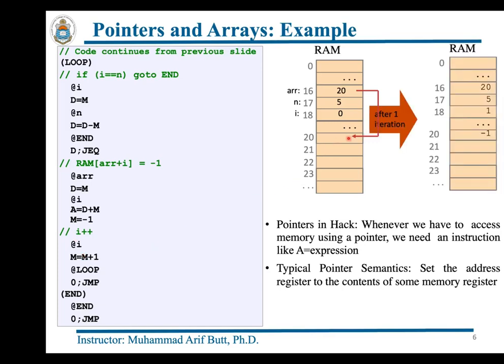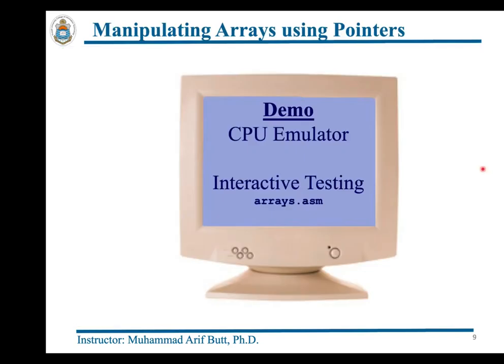This snapshot shows the contents of this RAM after the first iteration. Note the RAM address 20 is now initialized with a value of -1, and this I has been incremented and contains 1. This is the snapshot after the second iteration. Two locations have been initialized, and so on after the third iteration. Okay, so now I think the code is quite clear to you all. Let's have our demo of this program on the CPU emulator.